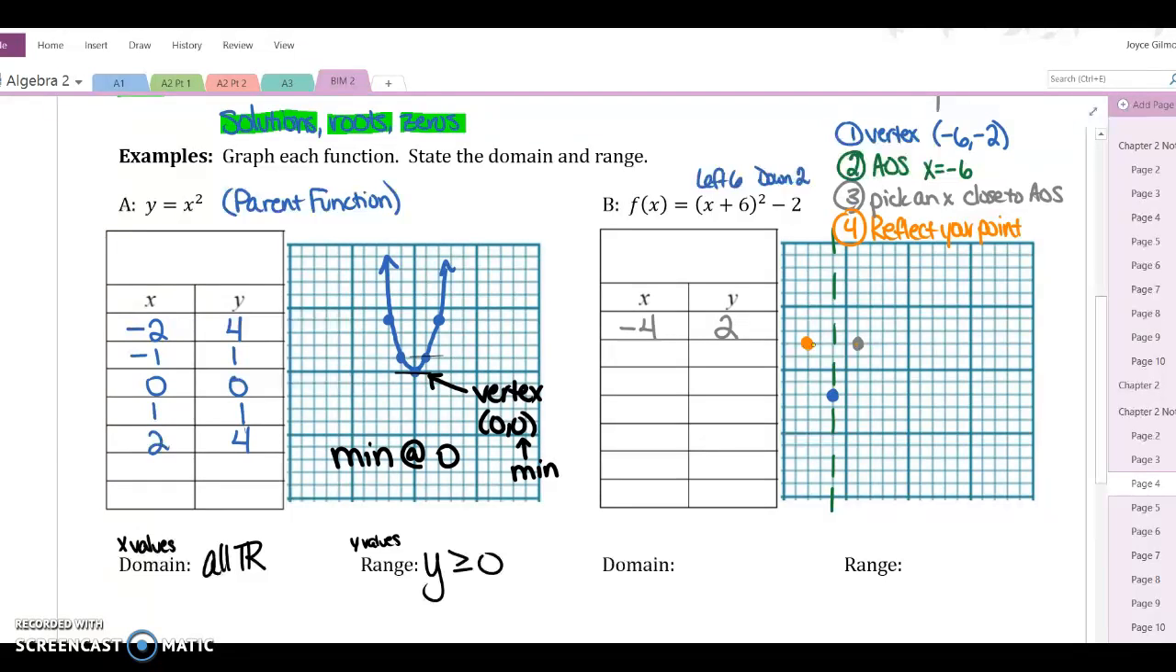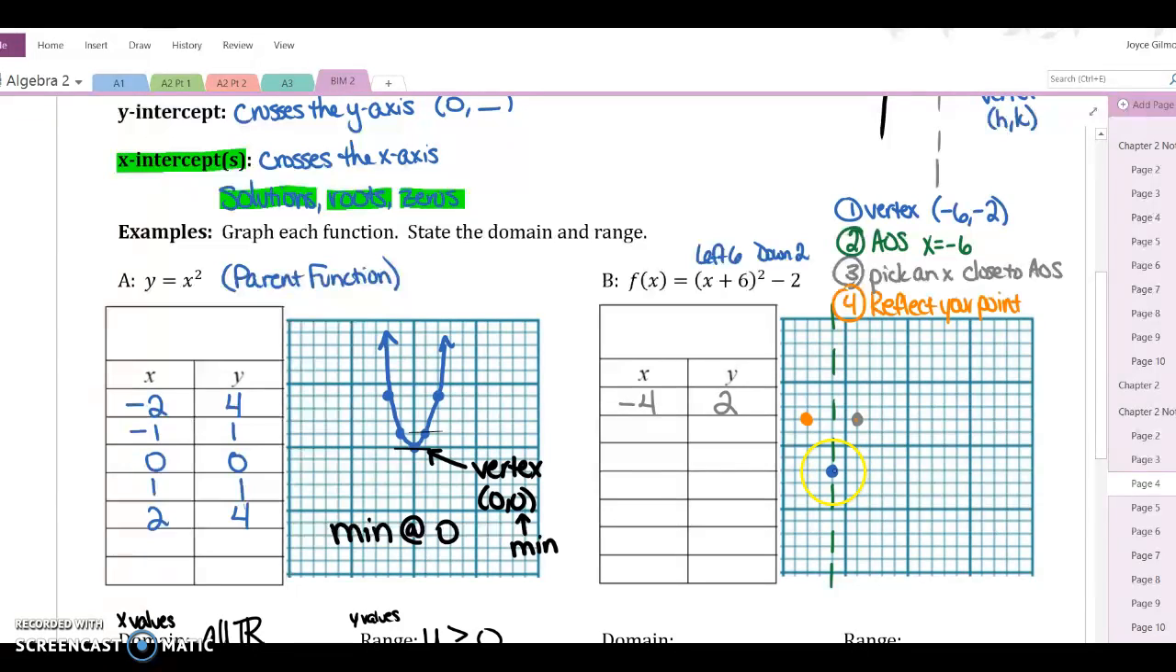You don't need 5 points to draw in a parabola. You really only need 3 points. You need the vertex, and you need a point on the left and a point on the right. Do we now have the vertex and a point on the left and a point on the right? Absolutely. So draw in your parabola.